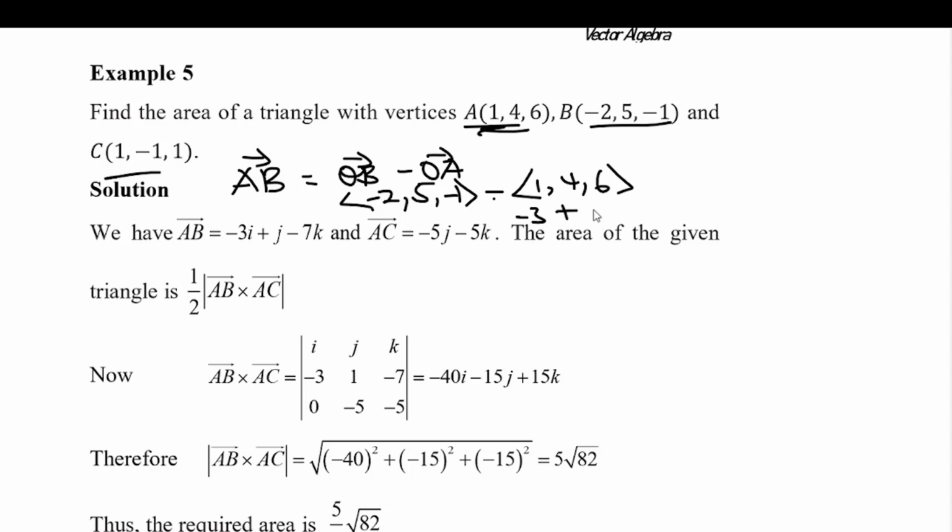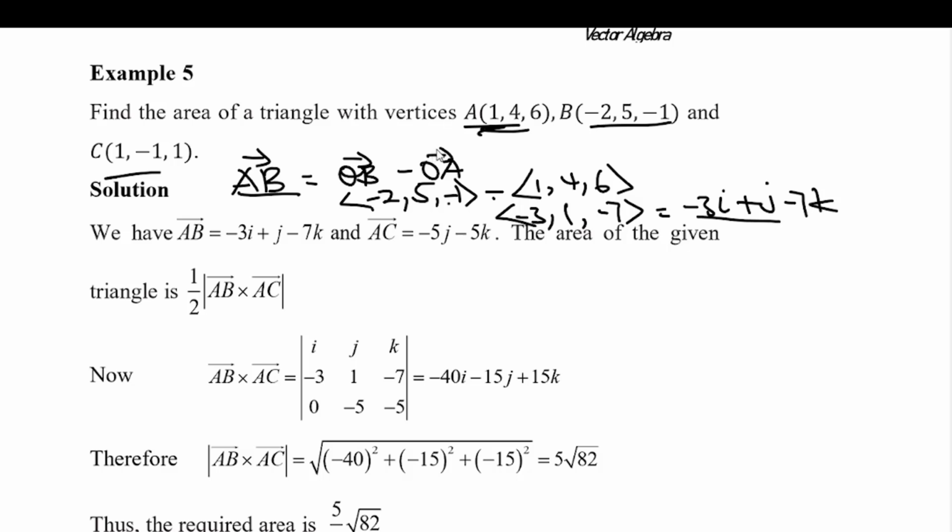Okay, let me put them in component form. So this one will give us 1. The negative 1 minus 6 will also give us negative 7. So writing this in terms of i, j, and k will be equal to negative 3i plus j minus 7k. Alright, so the vector AB gives us this one.